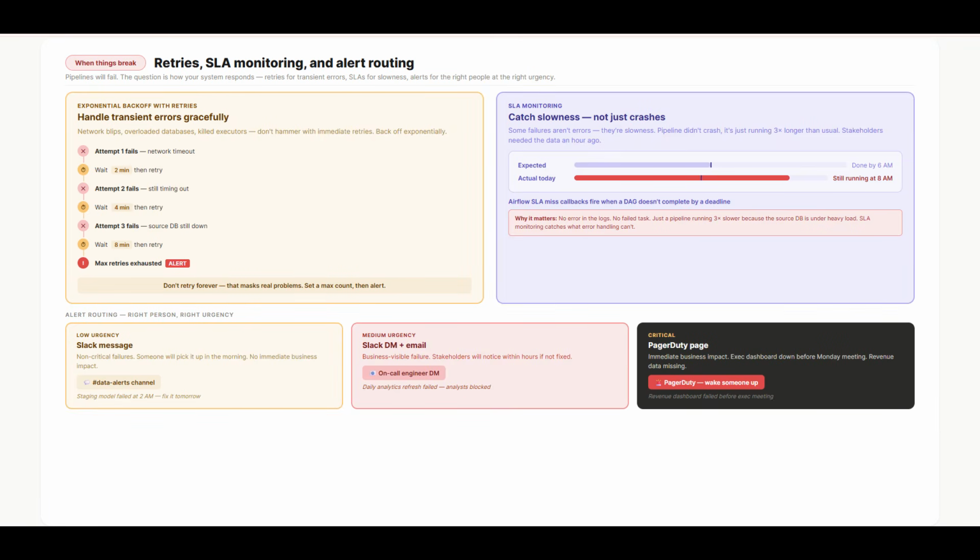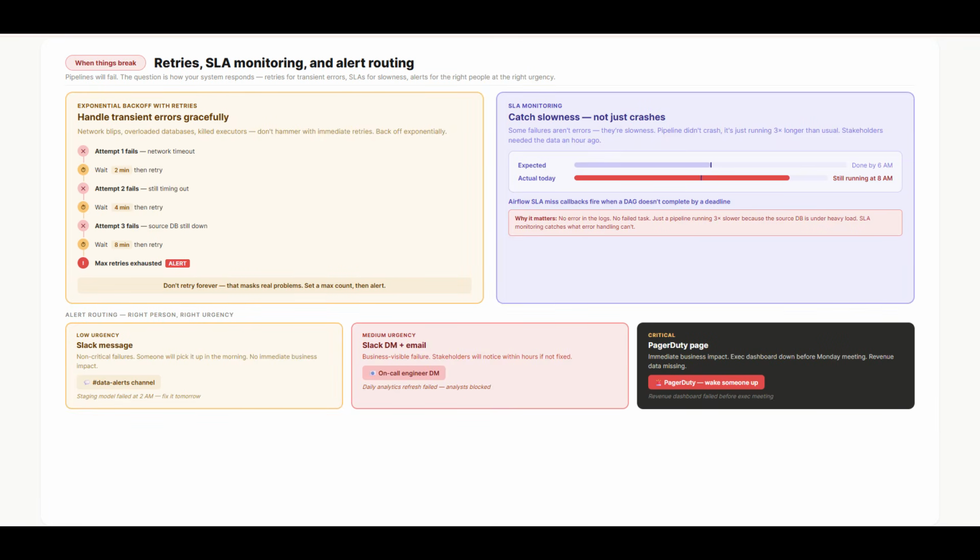This is critical because some failures aren't errors, they're slowness. Your pipeline didn't crash, it's just running 3 times longer than usual because the source database is under heavy load. It'll eventually finish, but your stakeholders needed the data an hour ago. SLA monitoring catches this. You can hook alerts up to Slack, PagerDuty, email, whatever your team uses. The important thing is that the right person gets notified at the right urgency level.